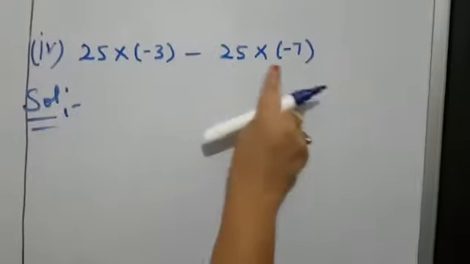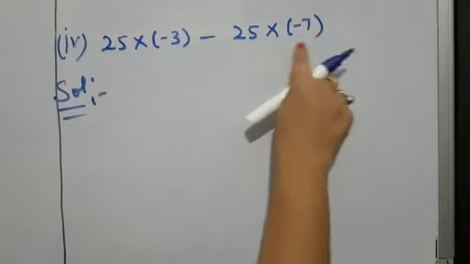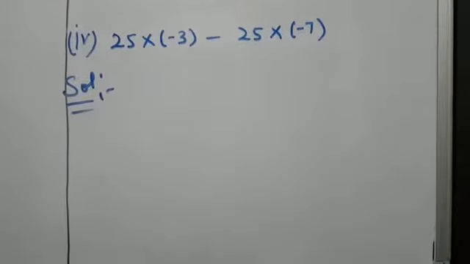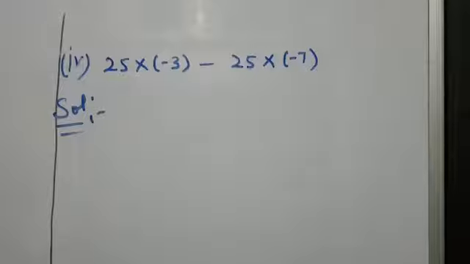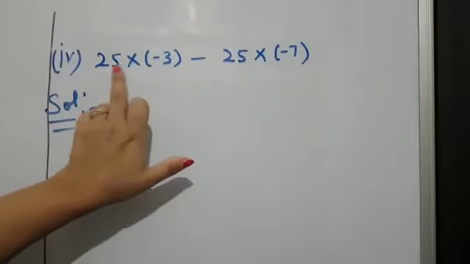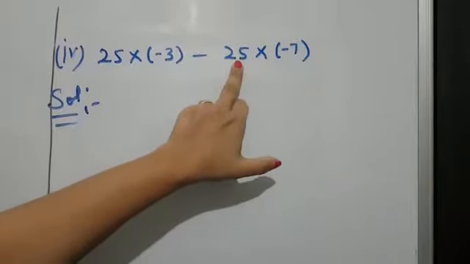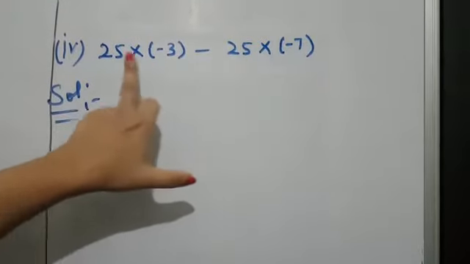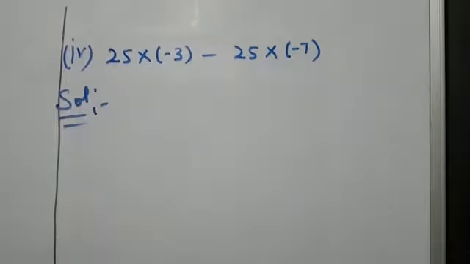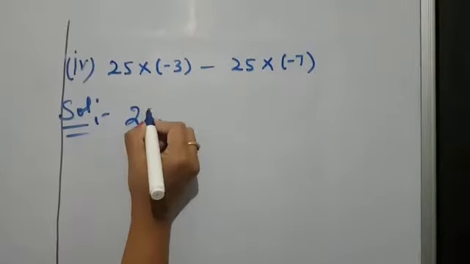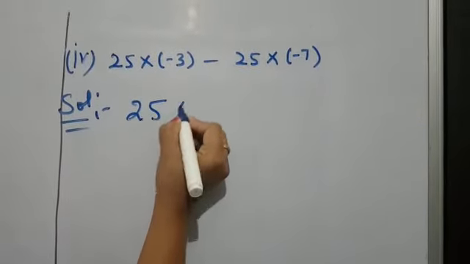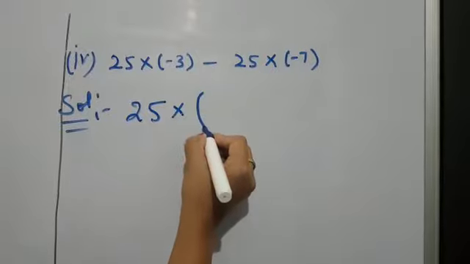As you can see clearly, you can again find one common integer in both the terms. 25 multiply minus 3, 25 multiply minus 7. What is common? 25 is here and in this term also. So what will we write? Take out 25 as common, multiply. Now start the bracket.